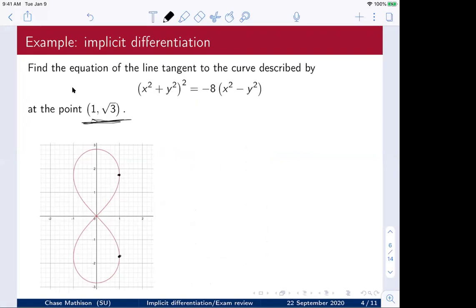So we're looking at this point right here, 1 comma square root of 3. My final answer is going to be an equation, the equation of a line. So what two things do I need for the equation of a line? Slope, m, and what else? A point, exactly. The point is obviously 1 comma square root of 3. The slope should be the derivative. Anytime slope comes up now, you should immediately think derivative, specifically dy/dx.